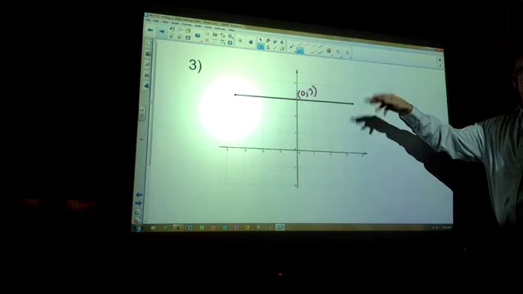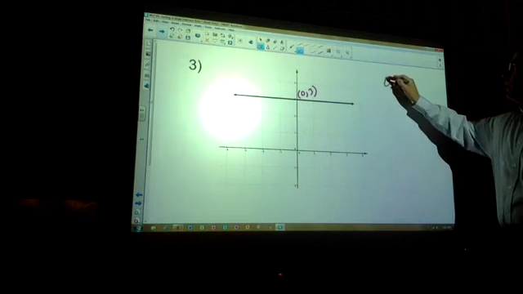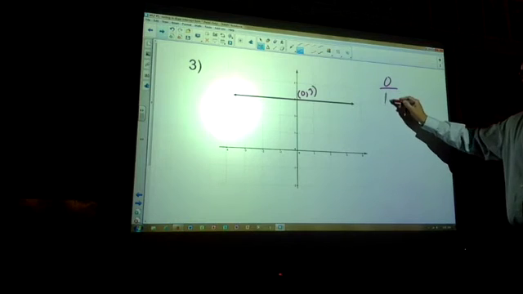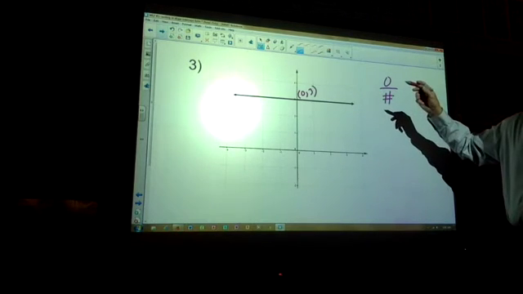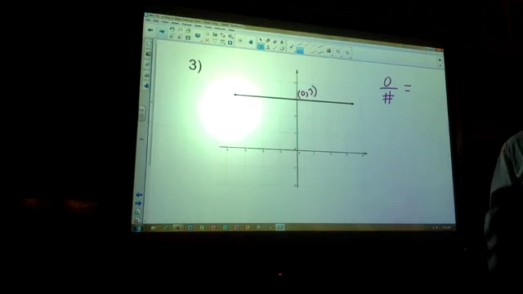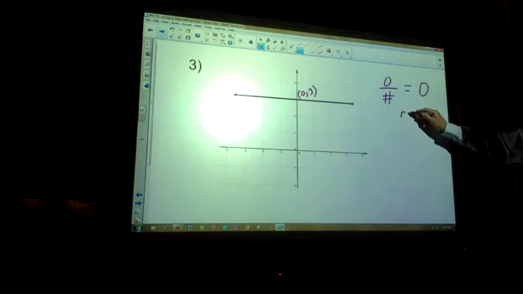What's my slope? It doesn't go up or down at all, does it? So how much does it go in the y direction, or the x direction? It has a certain numeric value that it will go right or left. You plug in whatever value you want. So what's 0 divided by a number? 0. 0 on top means the slope is 0.